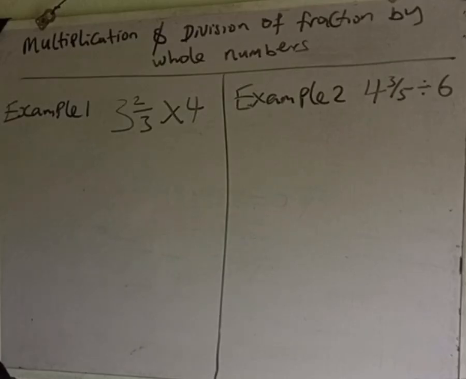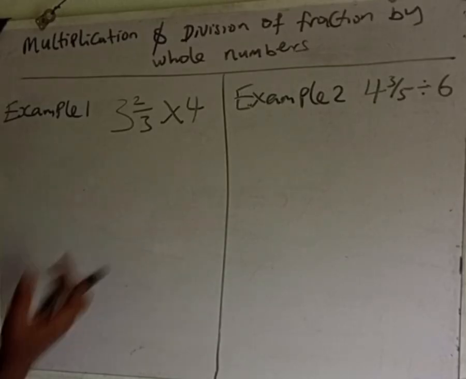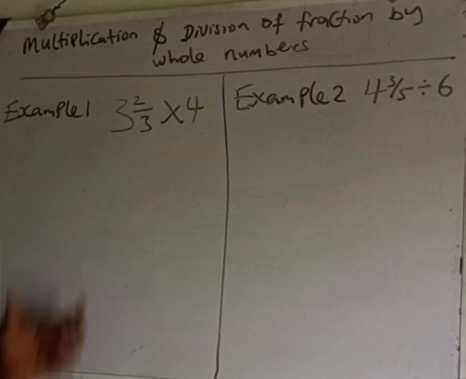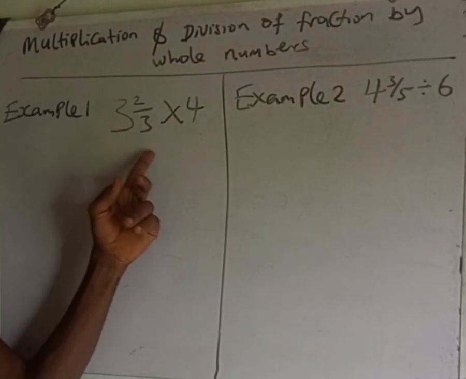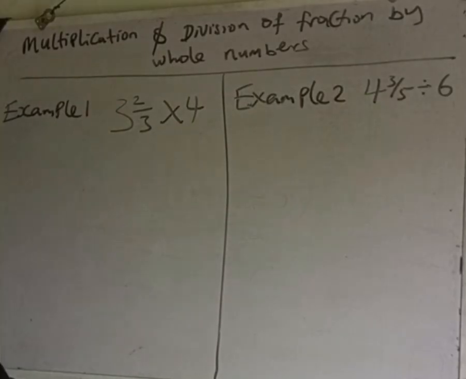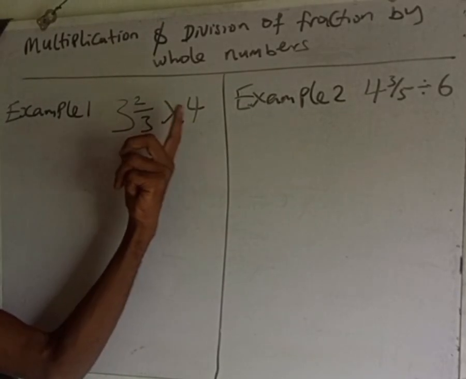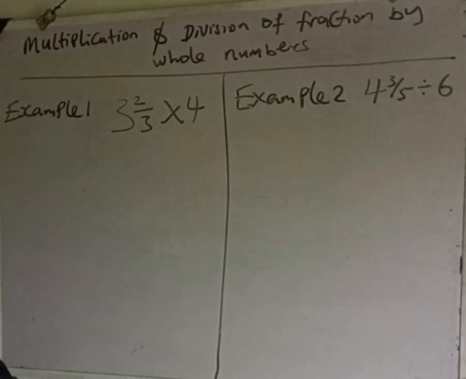Now, we are going to start with multiplication and division of fractions by a whole number. Subsequently, we do multiplication and division of fractions by fractions. But for this case, the first thing we are going to do is change this mixed number. We are going to work with, in this example, 3 whole number, 2 over 3, times 4. This is the whole number, this is the fraction. So we want to multiply a fraction by a whole number.